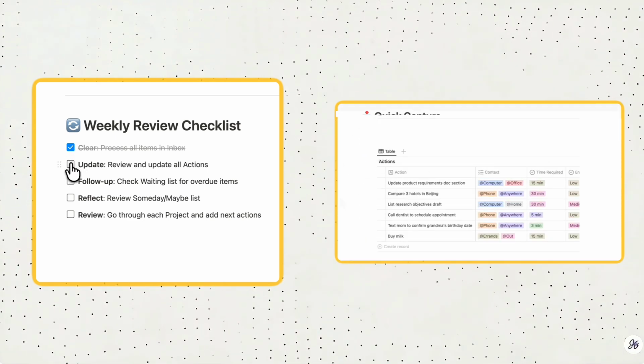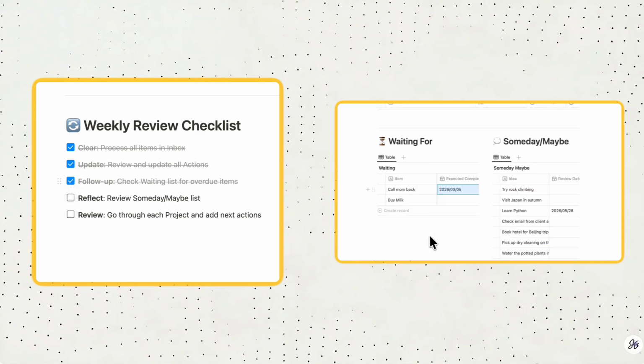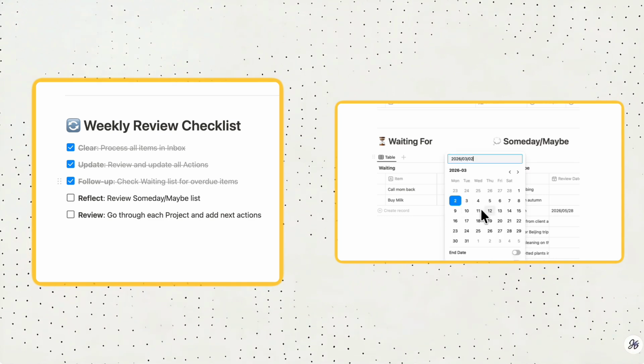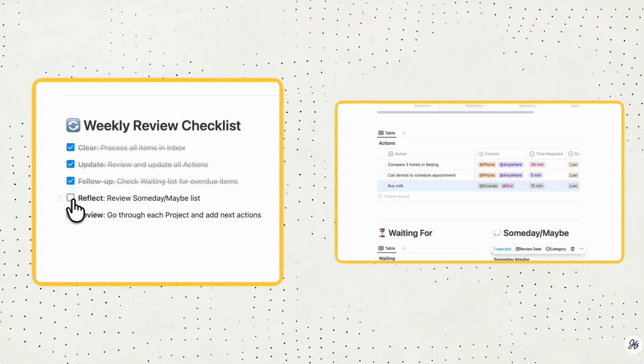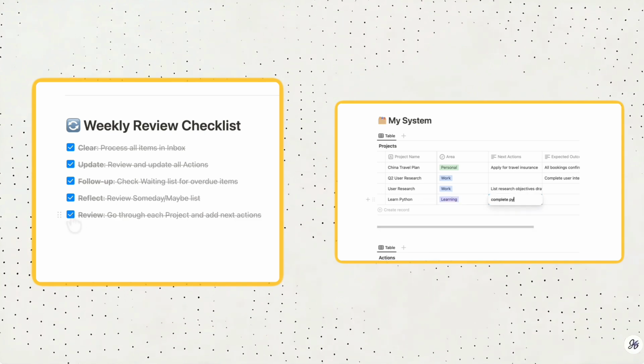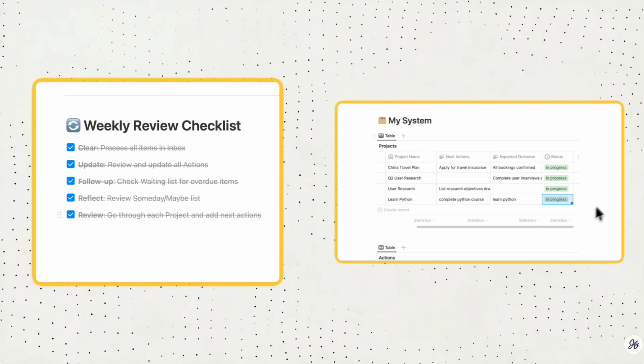Next is the update phase. Check off and delete completed actions. Review the waiting list. Go through each project. Update progress. Add next actions. Finally is the preview phase. Look at next week's calendar. Review the someday/maybe list to see if any ideas should become projects.